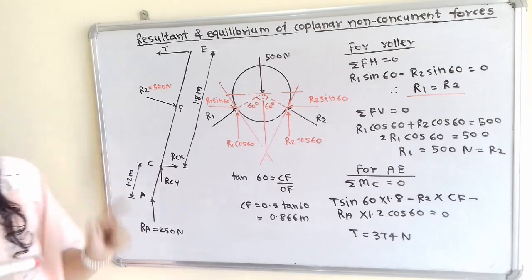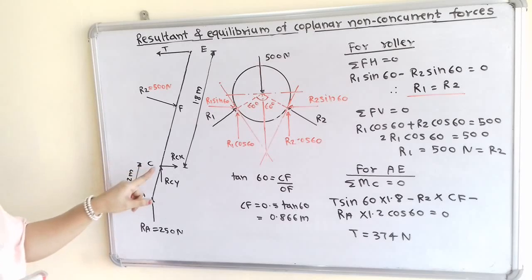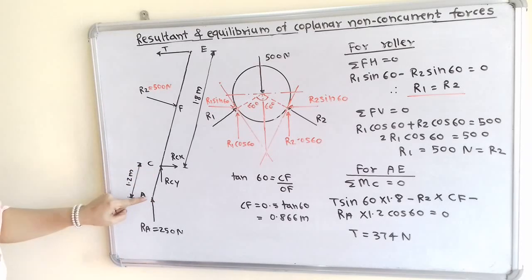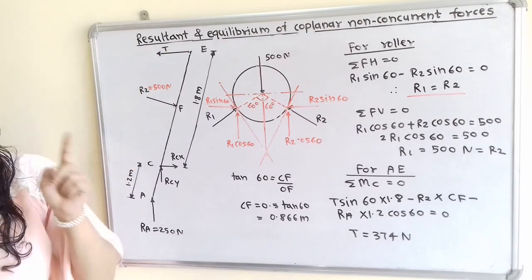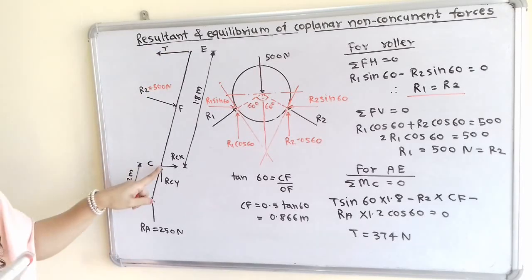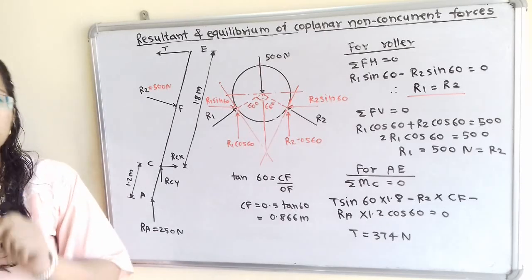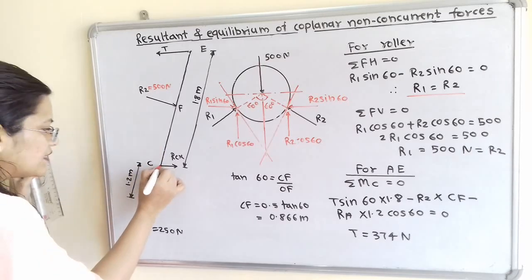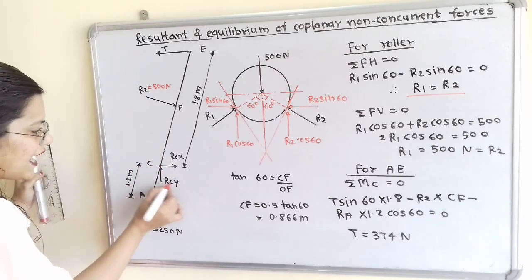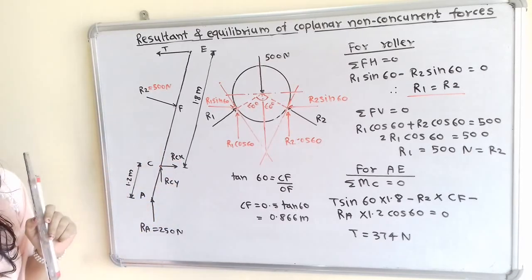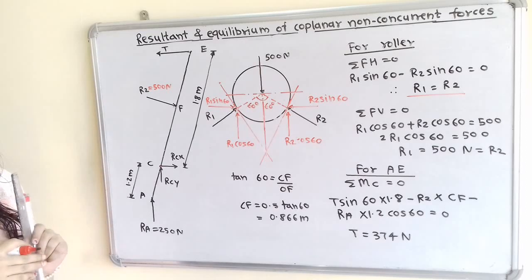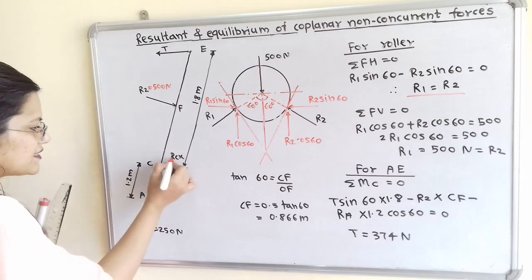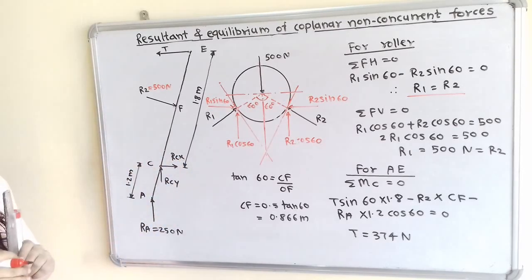So we will take the moment of all these forces about the point C. And when we consider the equilibrium of this member AE, then the moment of all the forces about the moment center C is equal to 0. Now when we take moment of all forces about point C, then at point C RCY and RCX act. So here there is no perpendicular distance and this distance is equal to 0. So these two forces RCY and RCX become 0.